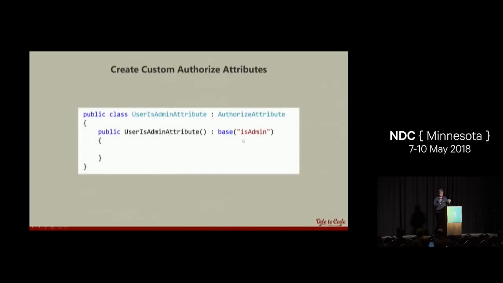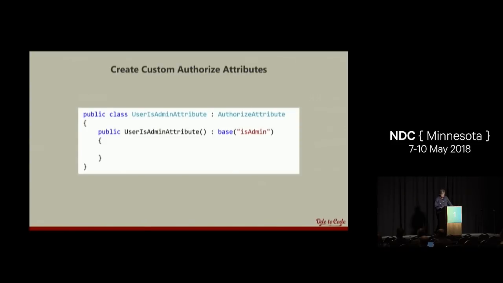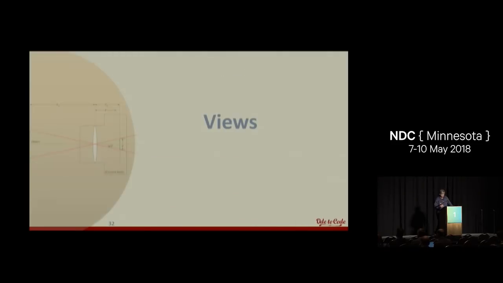And I could say authorize, that authorize attribute is admin. Or I could wrap it up into a custom attribute, user is admin. What that'll do is it's basically the authorize attribute saying evaluate the policy is admin, which checks for the claim is admin. So hopefully that's making sense. Security policies are very easy once you know that they're there and you know everything is working on claims.